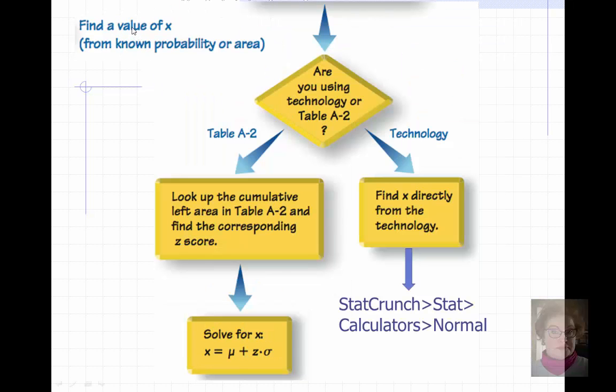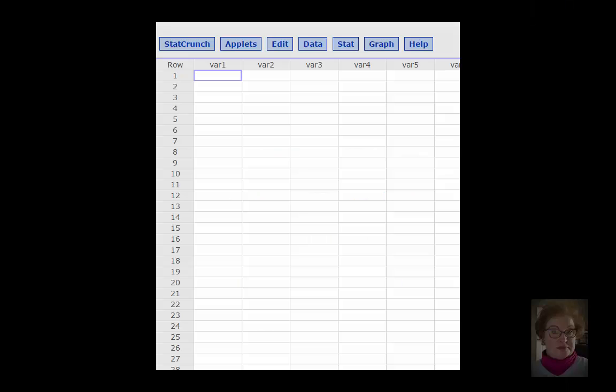Now, if you want to find the score from the known probability, if you're going to use table A2, then you're going to look up the area of the curve that's to the left of our corresponding z-score. You find the z-score and then you unstandardize it. If you're going to use technology, then you find x directly from the technology, and that's StatCrunch. Go to Stat, Calculators, Normal.